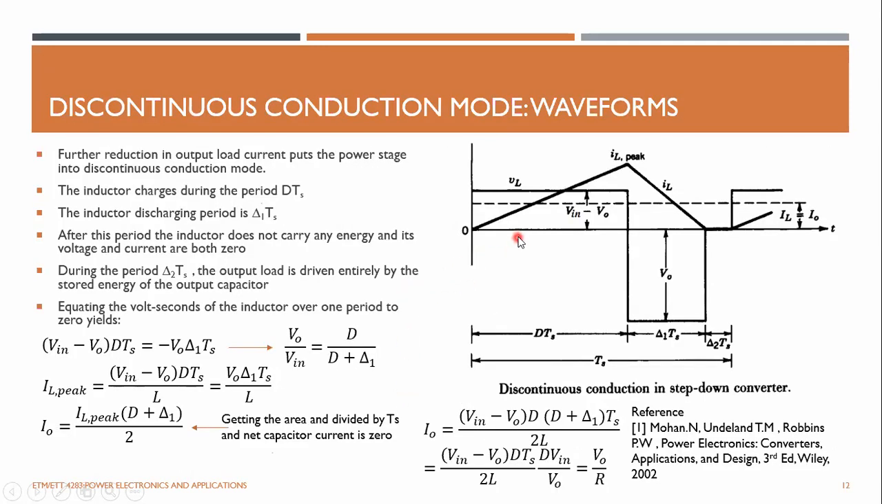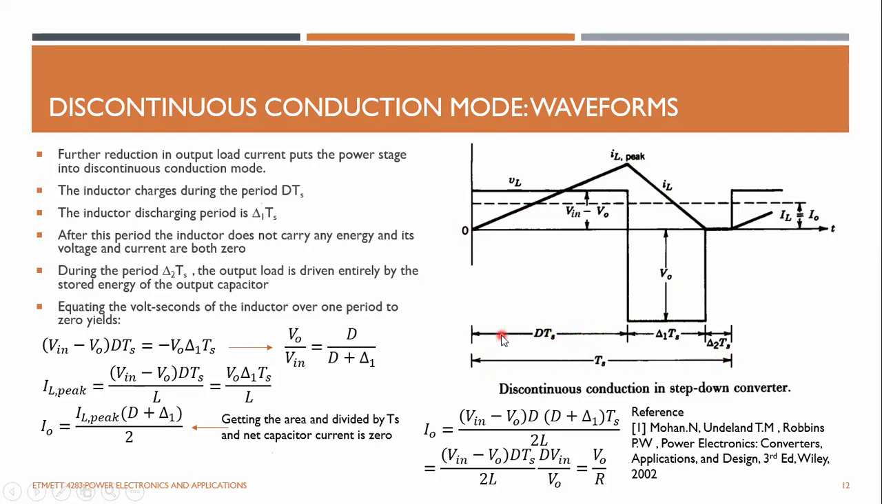In the discontinuous mode, this is your turn on time, so the inductor current is ramping up. When you are in the discharge mode, the inductor current goes down and becomes zero here. And there's a period where the inductor doesn't have any stored energy. The inductor is just doing nothing here. We call this the total time duration.